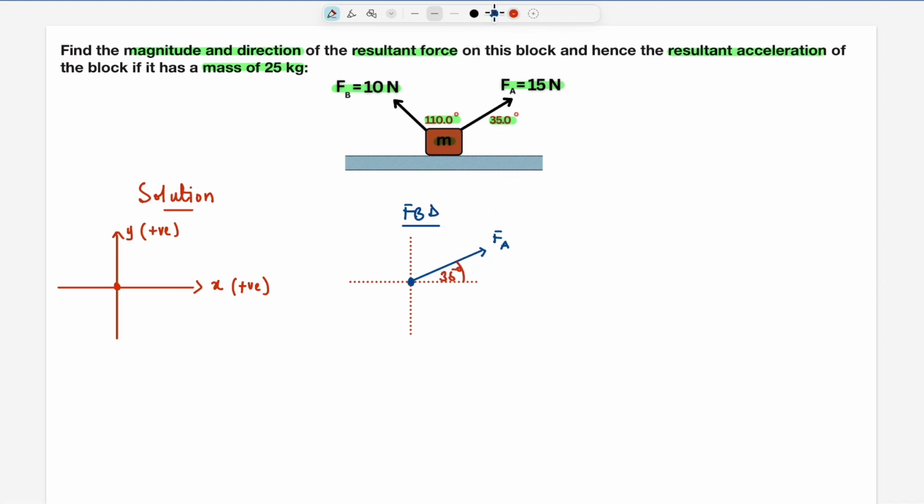In the same sense, we have Fb, which is 10 newtons and making an angle of 110 degrees to the horizontal. So if we start from 0 here and we measure counterclockwise up to this vertical axis, we have 90 degrees, and then if we need 110, we need to go further 20 degrees so that we get 110, and that is where Fb is acting. So Fb is here and it makes an angle theta to the horizontal positive x-axis, okay? And this angle is 110 degrees.